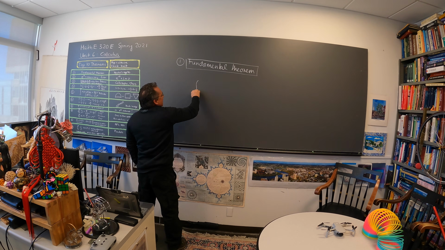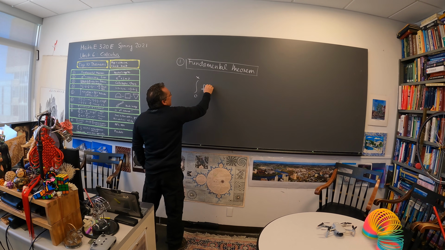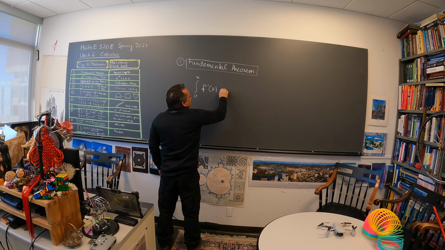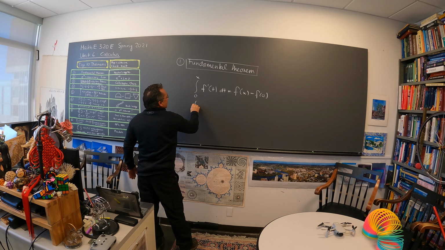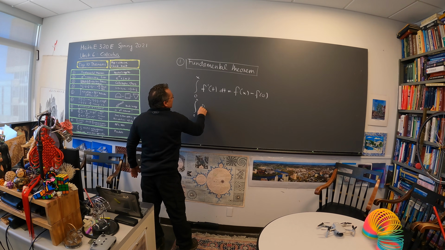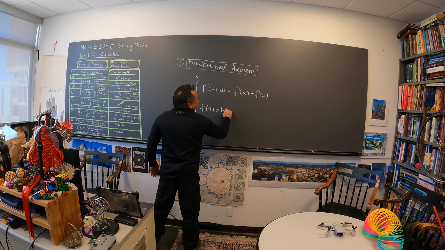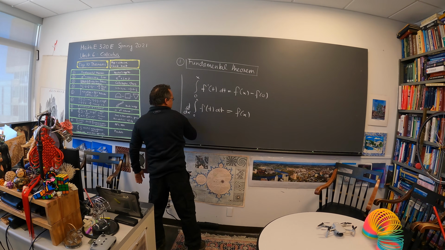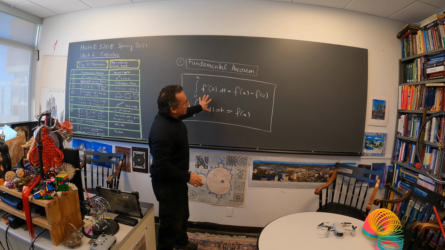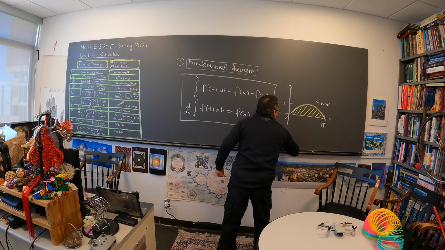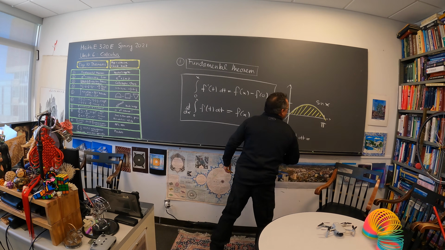So the fundamental theorem tells us that if we integrate the derivative of a function, then we get f(x) minus f(0), and if we integrate from 0 to x f(t) dt and then take the derivative, then we get just f(x). This is an absolutely fantastic result because it allows us to explicitly compute areas. So we have the integral from 0 to pi of sine t dt.